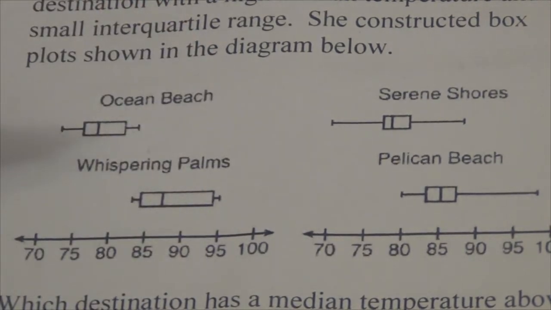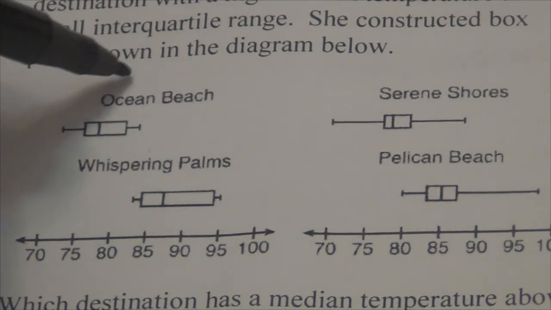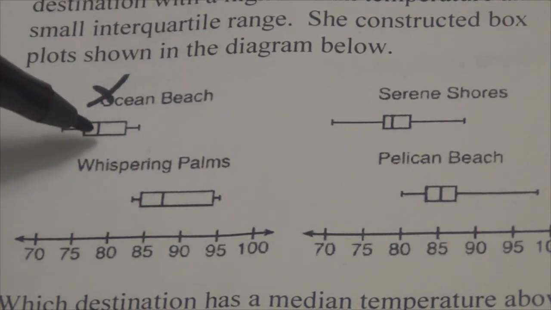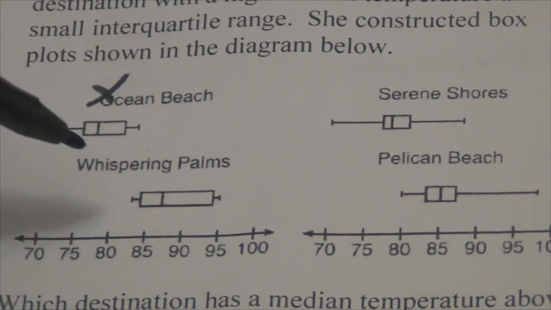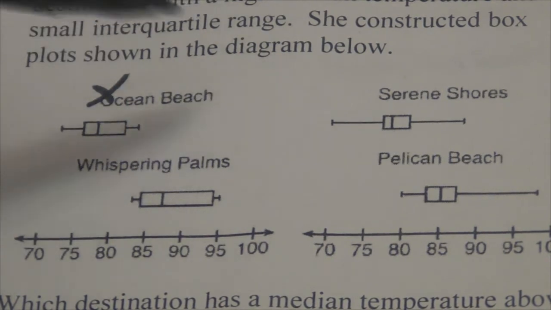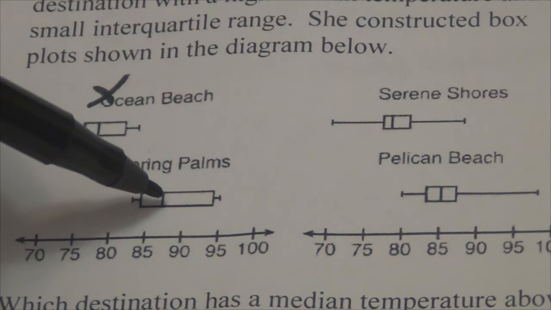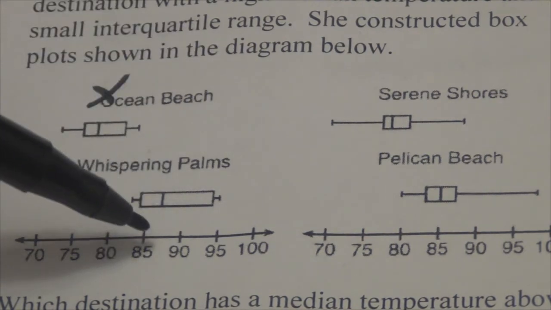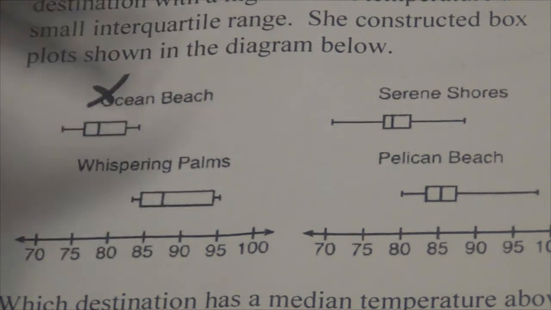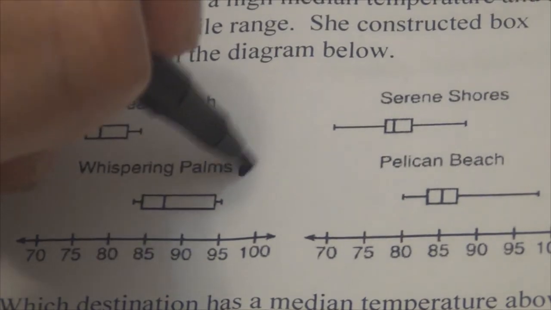So if she wants a high median temperature, definitely Ocean Beach is not a candidate, because look at the median temperature. It's like 76, 75. This is not about accuracy, it's about estimate. Oh, look at Whispering Palms. Median temperature is like around 86. So I have a candidate. So this could be a candidate.